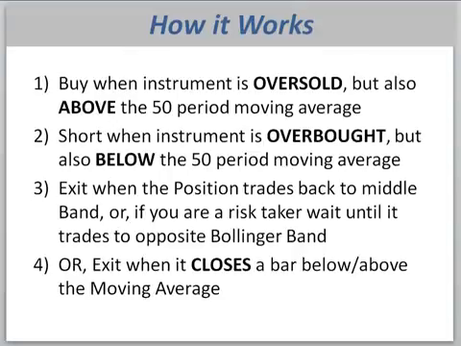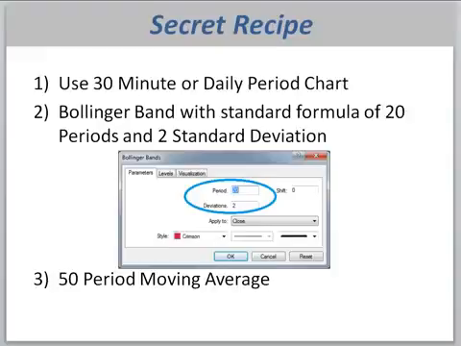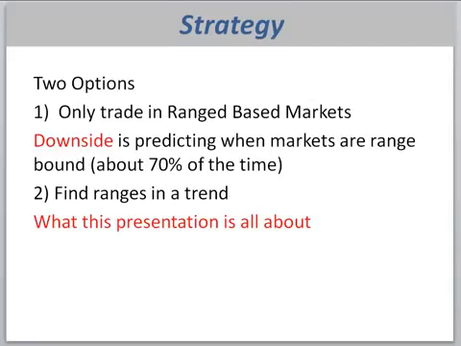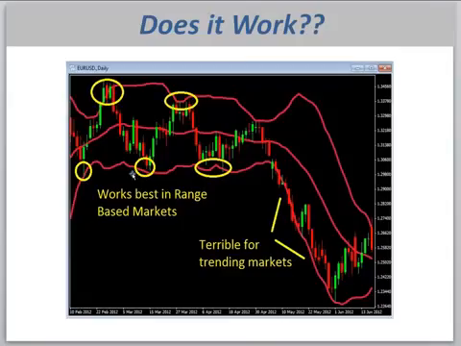Okay, so how it works: I'm going to put out all the rules, and then we're going to look at a couple of charts. We're going to be buying when an instrument is oversold, right? Let's go back to our charts here. We're going to be buying when our instruments are oversold, when they trade around the lower Bollinger Band, and we're going to be shorting and selling when they become overbought.